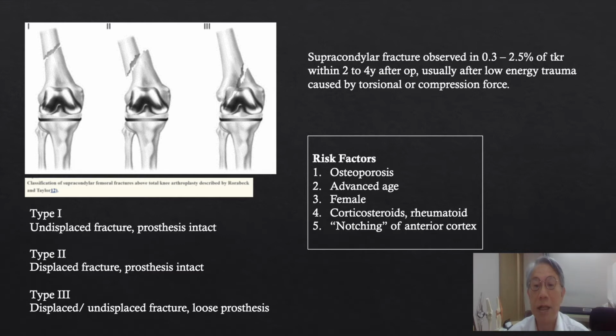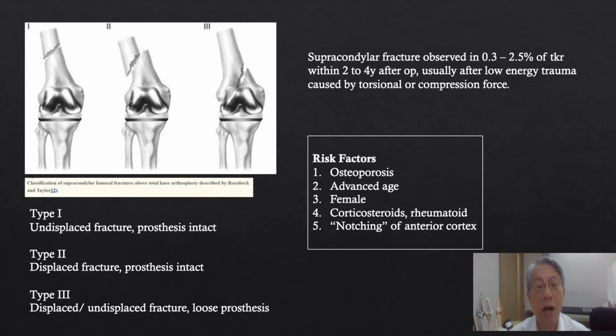And these are patients who often come in after a low energy trauma, often caused by torsional or compressive force at the supracondylar region. The risk factors invariably will be elderly patients with osteoporosis. They're often ladies with osteoporosis. Sometimes patients with corticosteroids or rheumatoid resulting in osteopenia. And of course, sometimes it can happen after technical issues with notching of the anterior cortex during the index primary knee replacement.